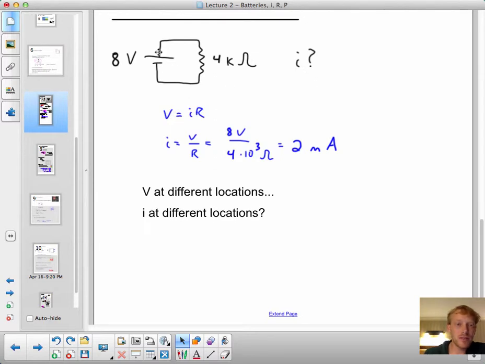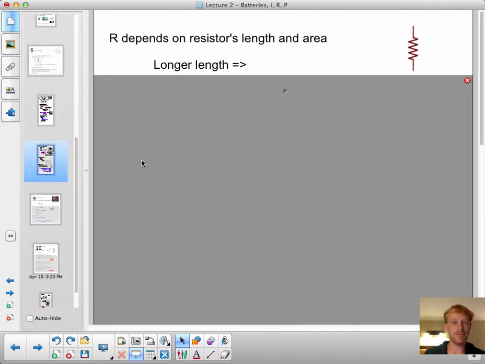So what's the voltage there? 8 volts. There, 8 volts. There, 0 volts. There, 0 volts. What's the current through the resistor? 2 milliamps. What's the current through this location? Also 2 milliamps. What's the current through the battery? Also 2 milliamps. We'll talk about the continuity of current more later.